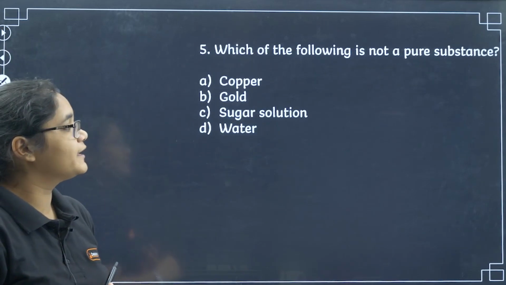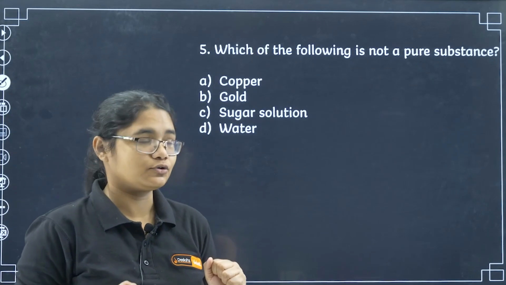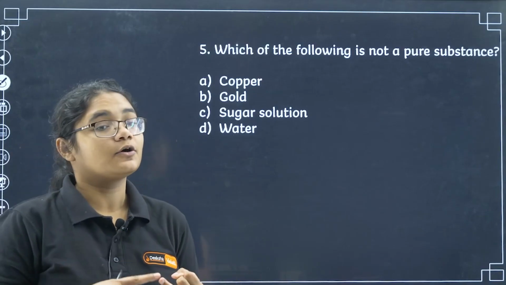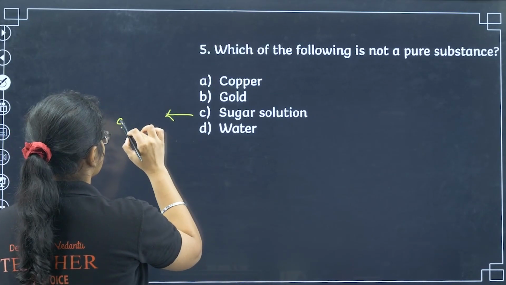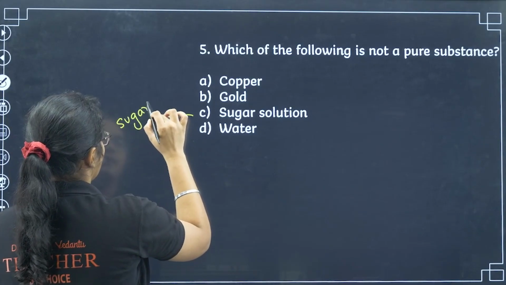Next, which of the following is not a pure substance? So copper is a pure substance, gold is a pure substance, sugar solution is made up of sugar and water.